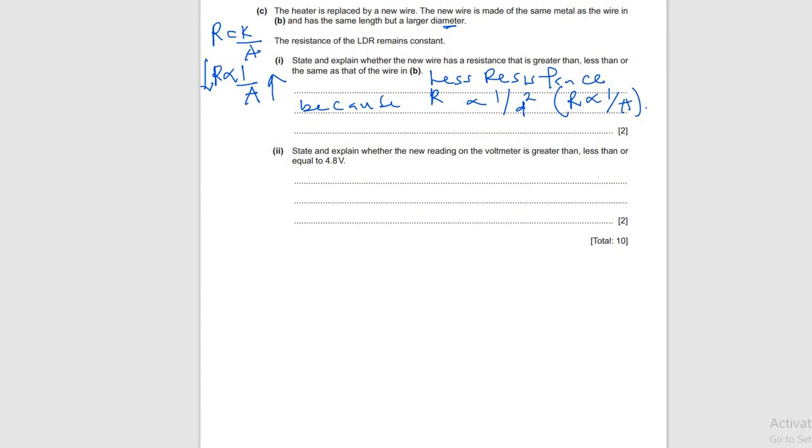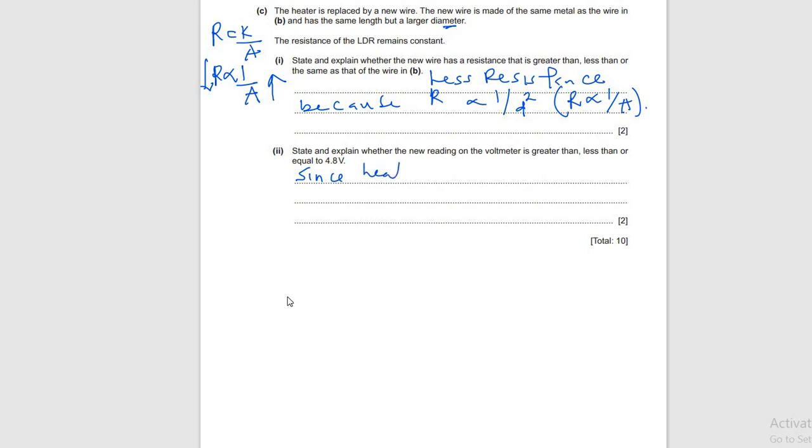The second part. State and explain whether the new reading on the voltmeter is greater than, less than, or equal to 4.8. So you have to state and explain whether the new reading on the voltmeter will be greater than, less than, or equal to 4.8.